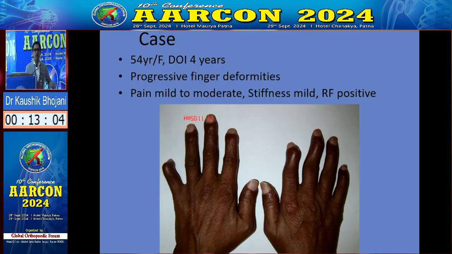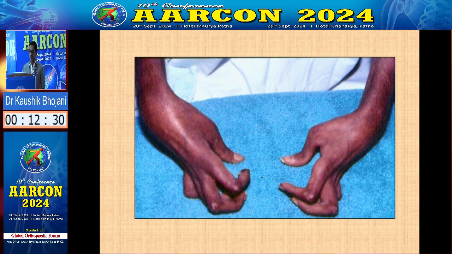Now, importantly, when you treat, you also need to know what is not RA. So that's my basic stuff. This was a 54-year-old lady who came with duration. I'm going to keep it purely clinical. I don't want didactic lectures, theory, and so on. Progressive finger deformities, there was pain, some days bad, some days okay, stiffness mild, rheumatoid factor positive. What do you think this is? There are deformities and so on, but the interesting part was that this was primary osteoarthritis. This wasn't rheumatoid arthritis at all.